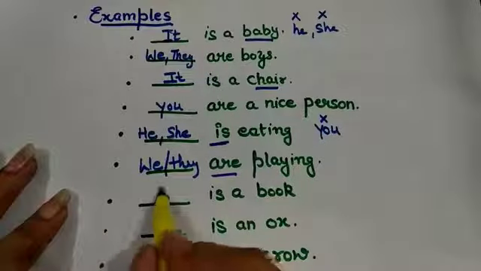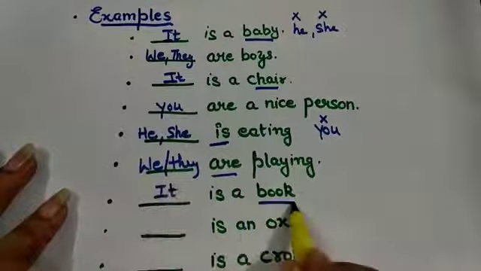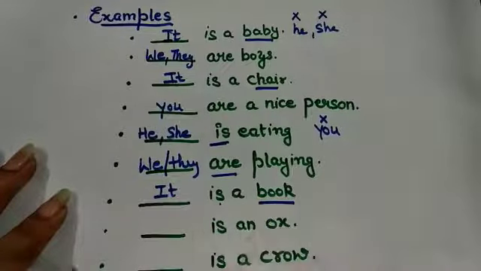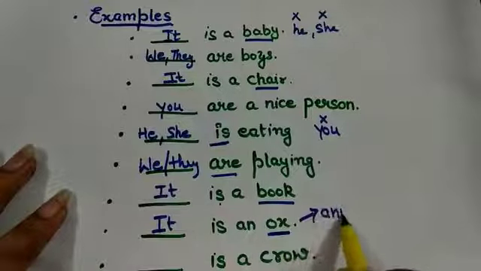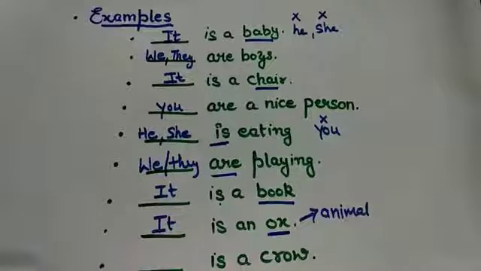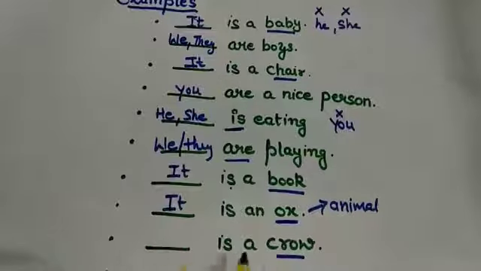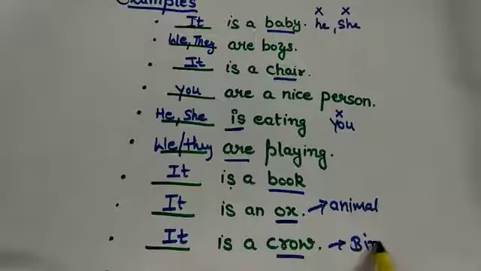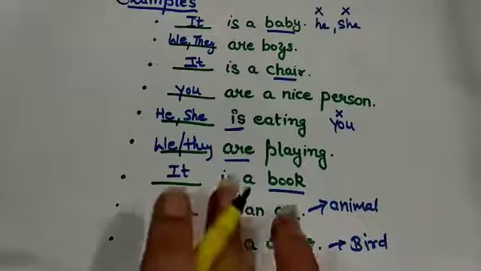It is a book because book is non-living and singular also. It is an ox because ox is an animal. I have already told you that we use it for animals, birds and non-living things. Again, the example is here. It is a crow because crow is a bird and it is singular, hence we use it.